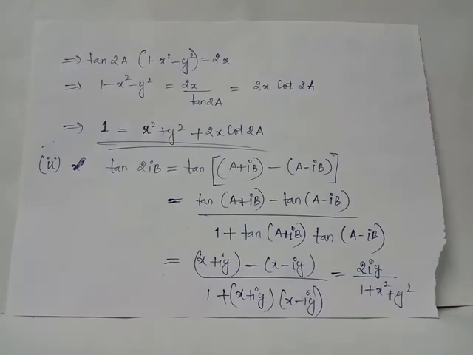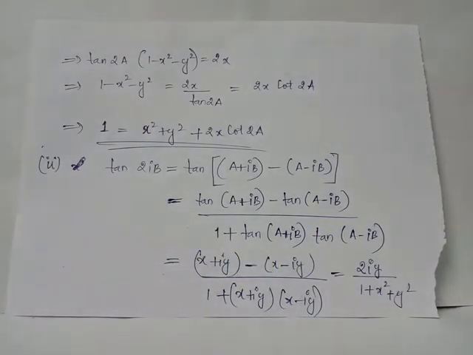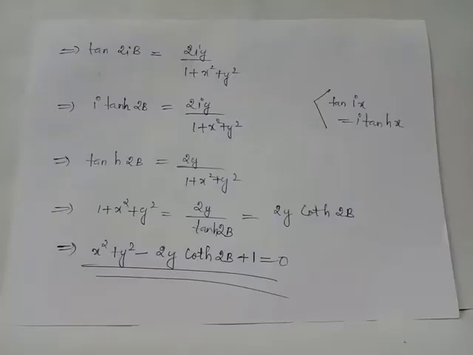Now the numerator after simplification becomes 2iy, since we can cancel x and −x. The denominator, again we have terms of the format (a + b)(a − b), and after multiplication it becomes x² + y². Therefore the denominator is 1 + x² + y². Thus we have obtained tan 2ib equals 2iy upon 1 + x² + y². We can write tan ix equals i times tanh x. Therefore tan 2ib can be written as i times tanh 2b.